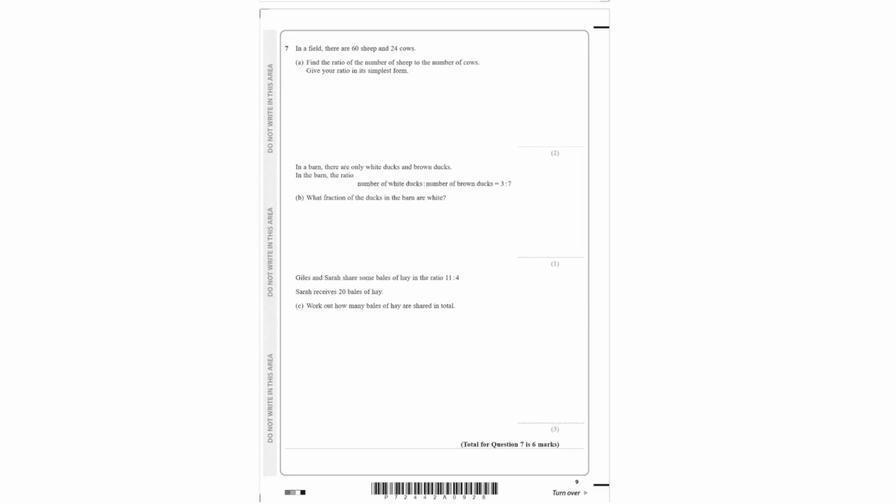Question 7. In a field, there are 60 sheep and 24 cows. Find the ratio of sheep to the number of cows. Give your ratio in its simplest form. So sheep are given as 60 and cows are given as 24. Now we have to find the highest common factor in order to simplify this. I can say that 60 and 24 are both divisible by 12. So I can simply write here, 60 divided by 12 is 5, and 24 divided by 12 is 2. And since we can't simplify that any further, that's our final answer.